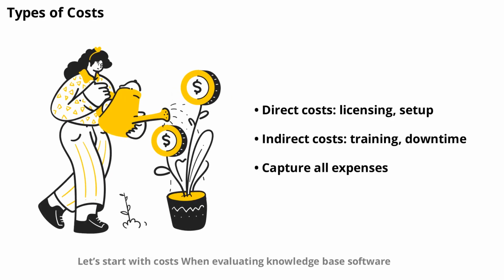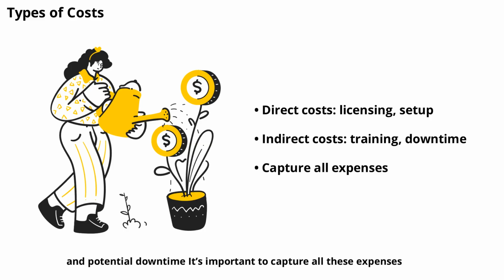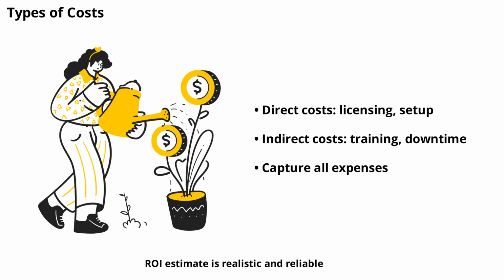Let's start with costs. When evaluating knowledge-based software, consider both direct and indirect costs. Direct costs include software licensing fees, setup charges, and training expenses. Indirect costs might involve time spent by employees during the transition, ongoing support, and potential downtime. It's important to capture all these expenses to avoid underestimating the true investment required. Documenting costs thoroughly ensures your ROI estimate is realistic and reliable.